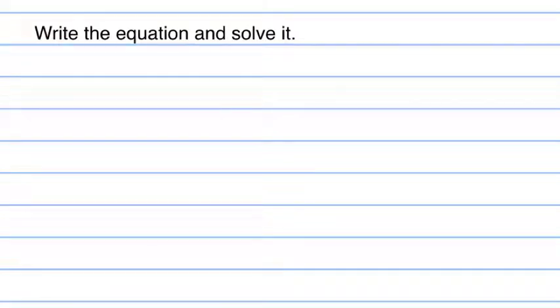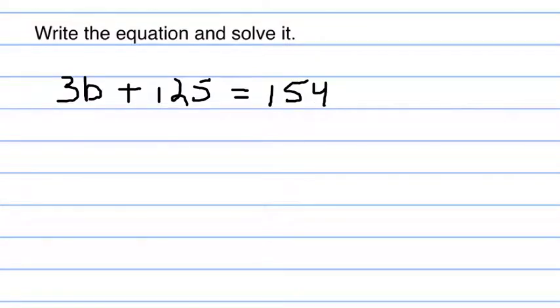Okay, so let's go ahead and set up our equation and solve to find out what 1 bag of dog food will cost. And our equation is going to be 3b because we're buying 3 bags of food plus 125, which is our adoption fee, and we have to pay the adoption fee. We know the total is going to be equal to $154.97. And we're going to solve the equation using 2 steps.